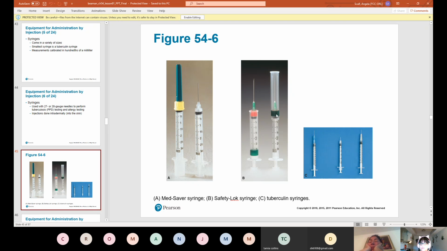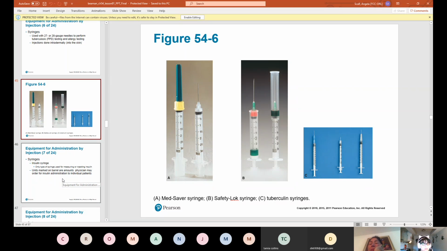These are the safety locks that I was telling you about yesterday. And once they're done, the barrel pulls up. And then you can see the differences between the tuberculin syringes. There are different kinds, okay? Once you're able to get these in your hand and hold these, get a real grasp of it, it does make things easier.